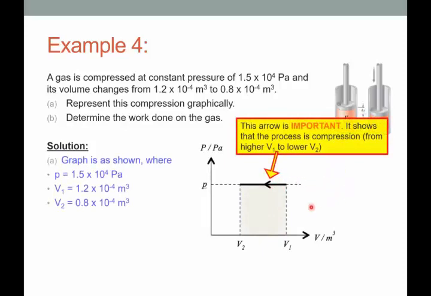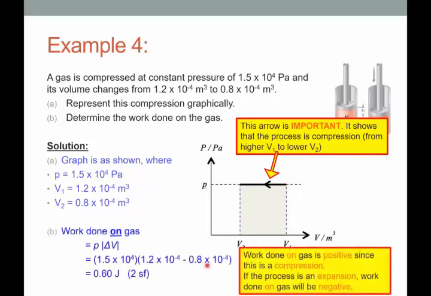For part A, the graph is as shown. The arrow is important. It shows that the process is compression from a higher volume V1 to a lower V2. The work done on the gas is given by pressure times the change in the volume. Substituting in the values, the work done on the gas is 0.6 joules to 2 significant figures. The work done on the gas is positive since this is a compression. If the process had been an expansion, then the work done on the gas will be negative. We will look at this in more detail in the chapter on the first law of thermodynamics.